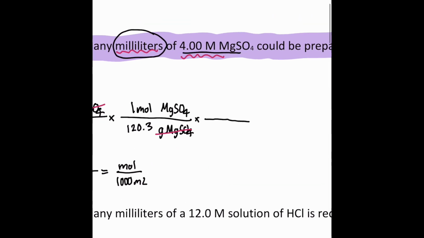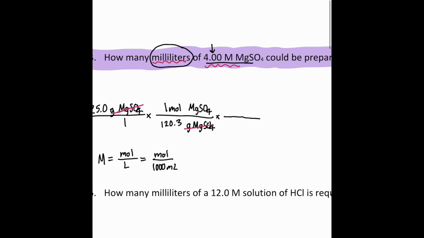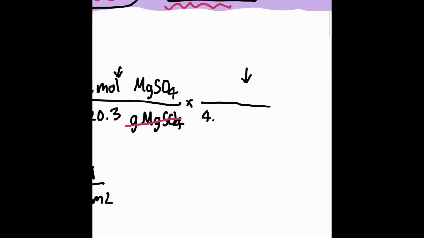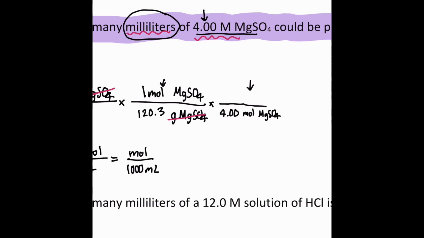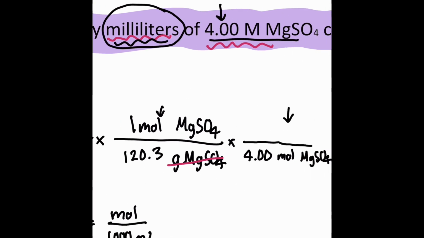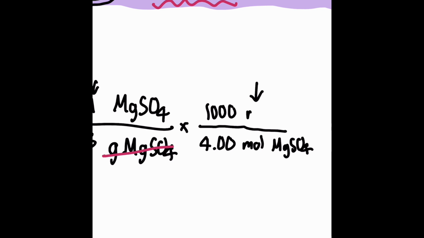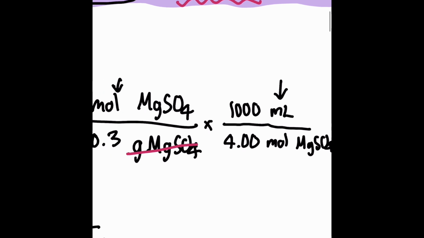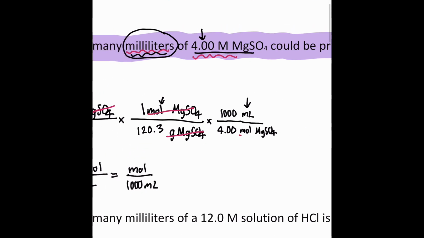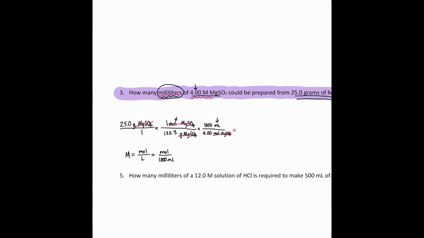So what we can do is utilize this given amount either way. You could put moles on the top or you could put moles on the bottom. Well, if we want our moles here to cancel to give us our volume on top, we're going to have to put our moles on the bottom. So for every 4.00 moles of magnesium sulfate, we will have, and ultimately it wants the answer in milliliters, so we'll just say per 1,000 milliliters. Our molar amount here will cancel out with our molar amount here, and we'll be left in milliliters, which will be our answer. So we're going to go ahead and calculate that through.